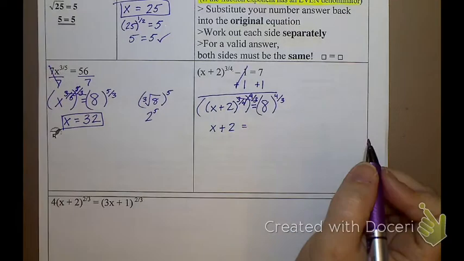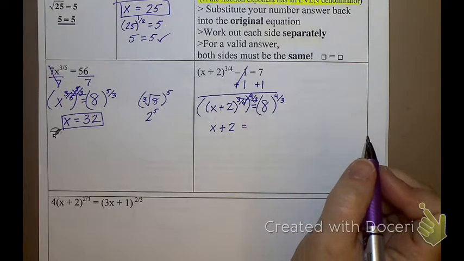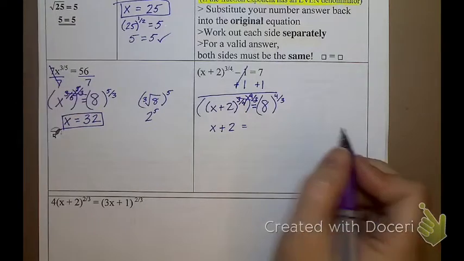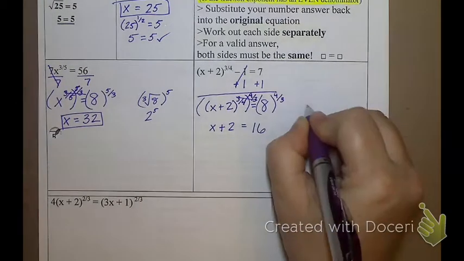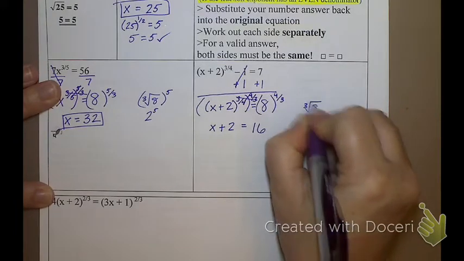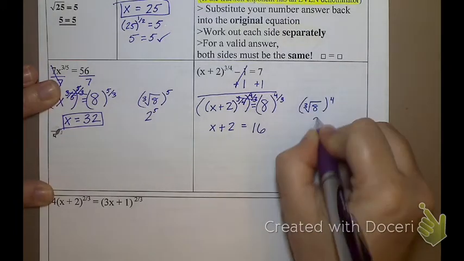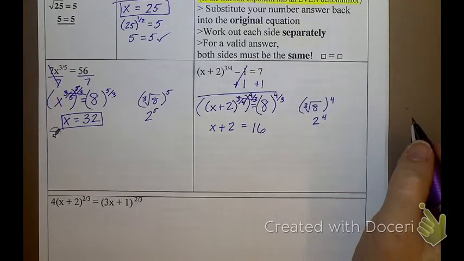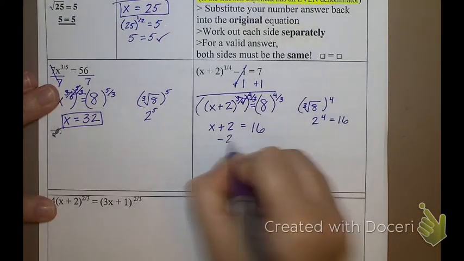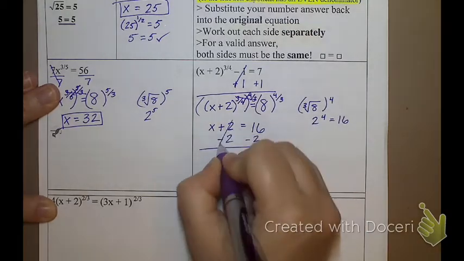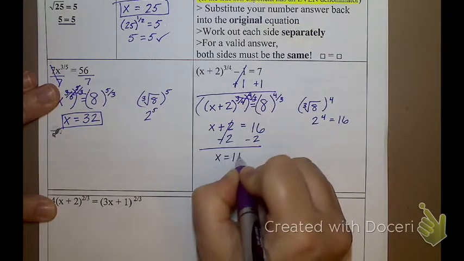And what is 8 to the 4/3 power? We just solved 8 to the 5/3. Can you solve 8 to the 4/3? 16. Because it's the cube root of 8 to the 4th power, or 2 to the 4th, and that's 16. So I'm almost to my answer. I'm going to subtract 2, and x equals 14.